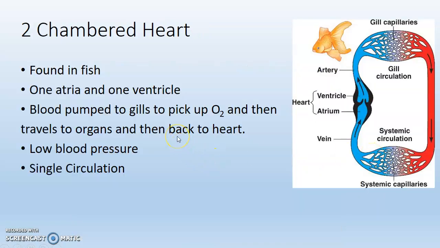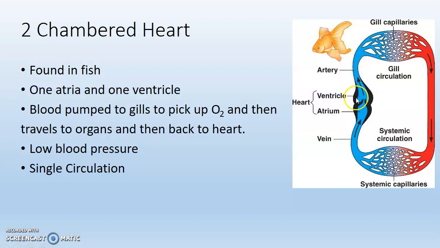So the first type is called a 2-chambered heart. And a 2-chambered heart has, surprise, surprise, 2 chambers. One is called an atria and the other is called a ventricle. And the way a heart works, which we'll talk about, is blood comes into the atria, it gets pumped to the ventricle, and then the ventricle pumps it out to the body. Or in this case, in a 2-chambered heart, it pumps it to the gills.